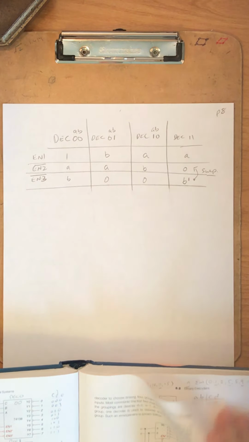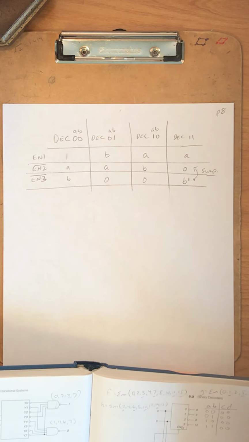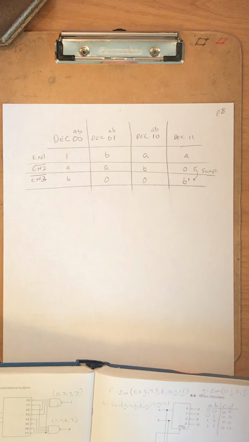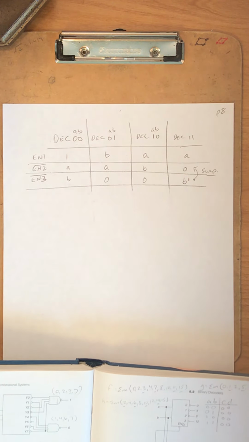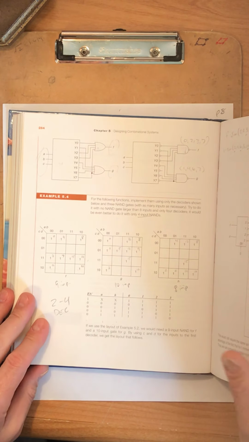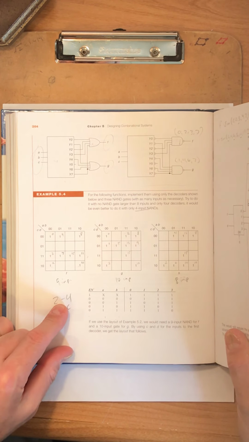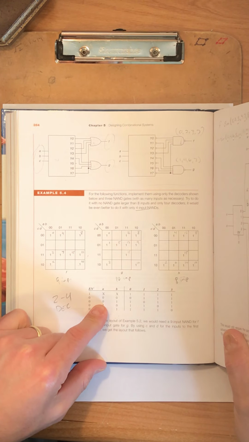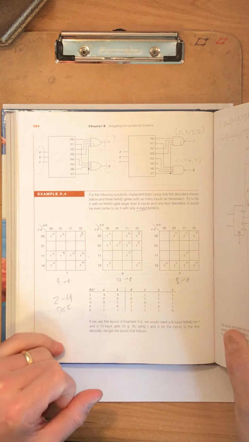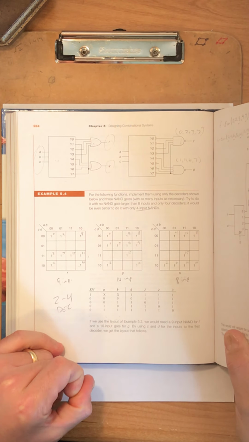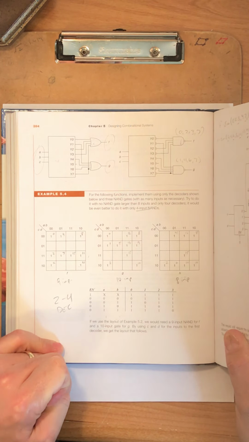All right, so as promised, one more problem here. We have a 2 to 4 decoder that we're given, and we're told to implement these 3 functions. And there's a couple of steps here.